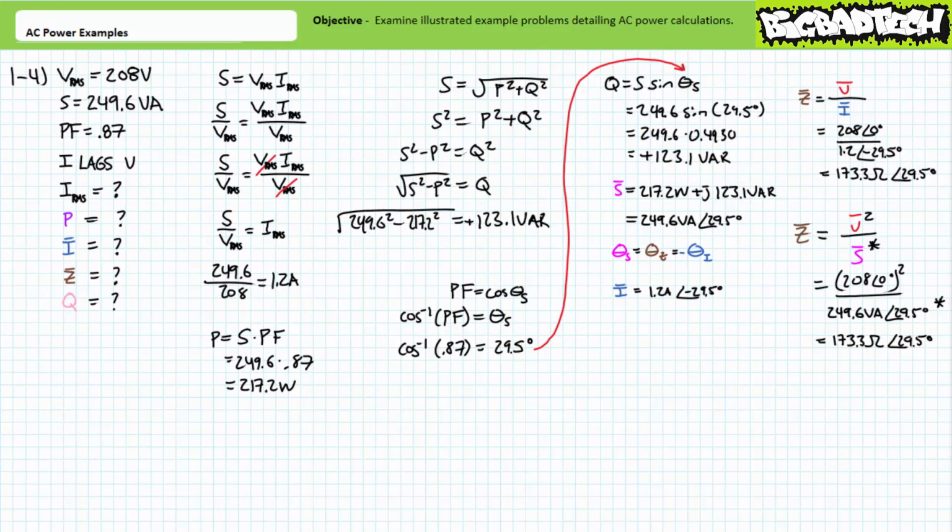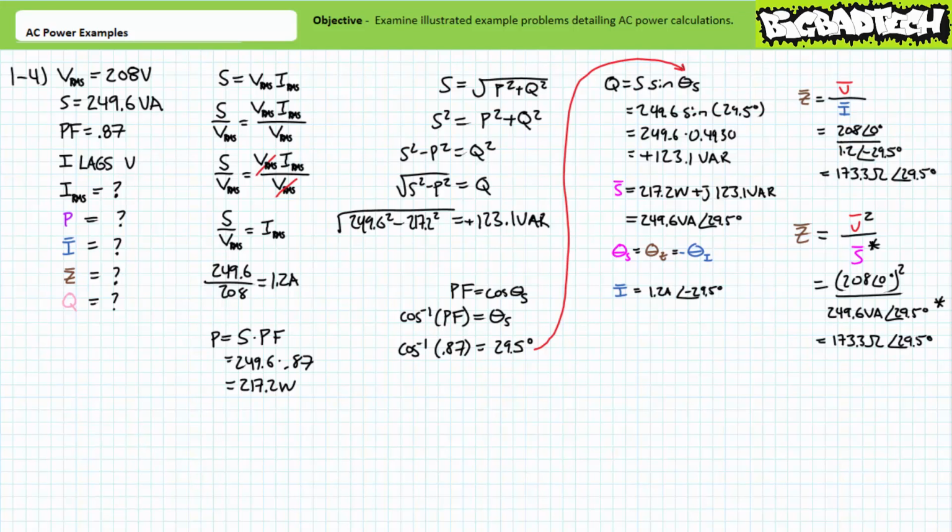Similarly, there are several ways of solving for phasor equivalent current and complex impedance. Let's solve for the phasor equivalent of current first. We already know that current's effective magnitude to be 1.2 amps from our previous calculation. All we need now is the degree of phase shift.